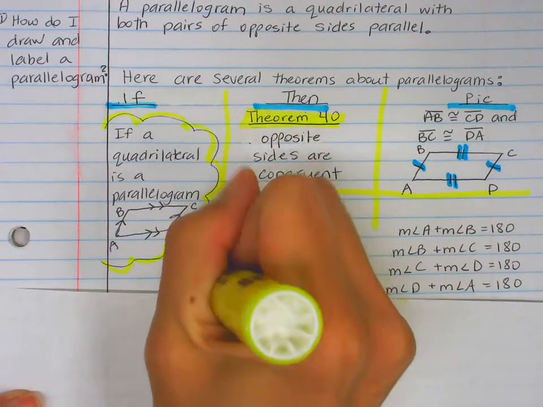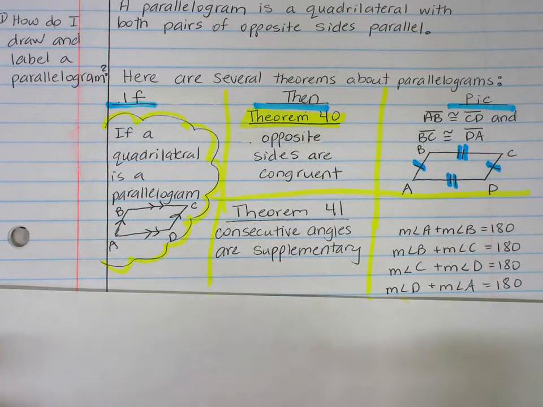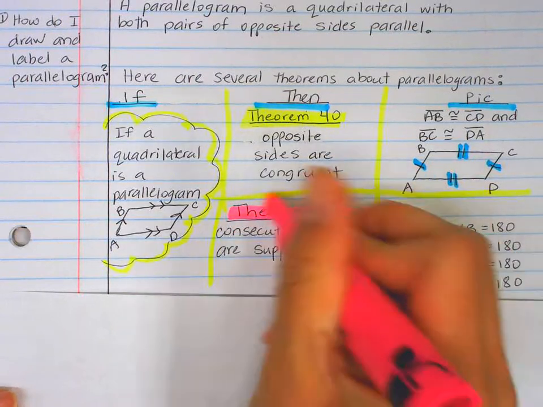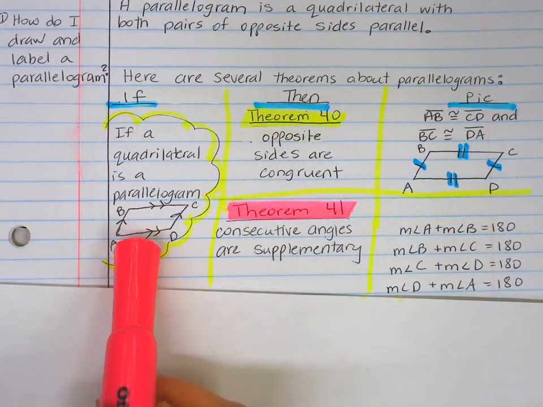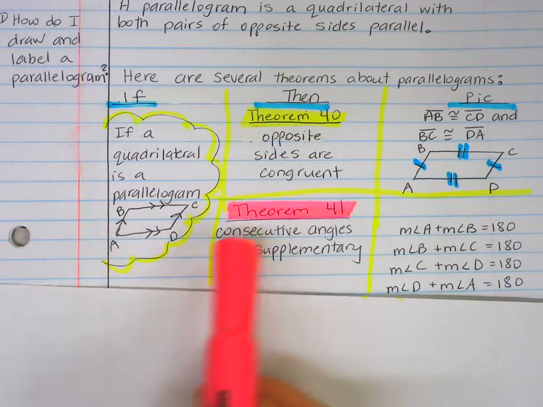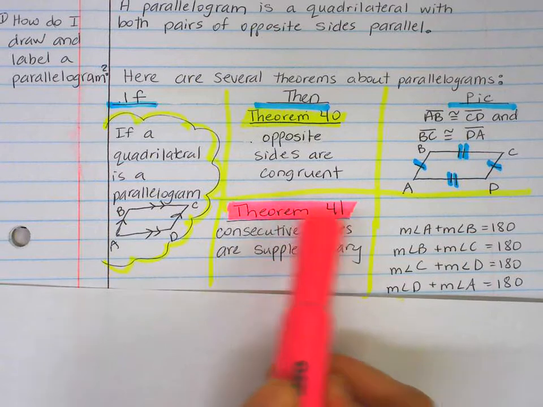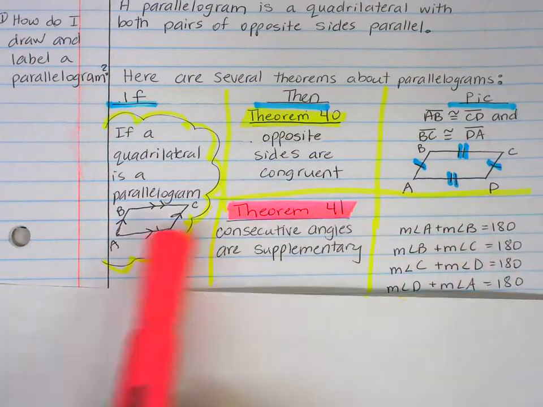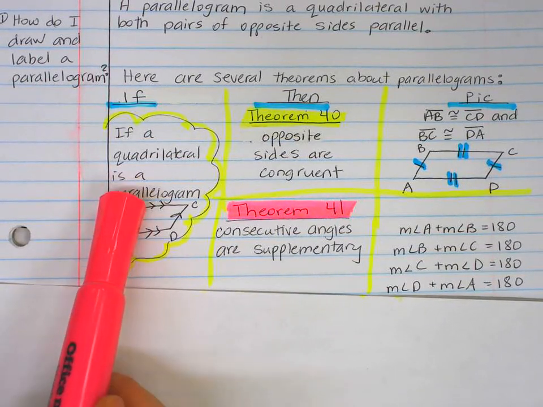Theorem 41 says that consecutive angles are supplementary. So I didn't draw another parallelogram just because it takes up kind of a lot of room. So you could look at the picture of the parallelogram over here. So it says consecutive angles. Those are angles that are right next to each other in order. So the measure of angle A plus the measure of angle B is 180. So look at where A and B are. So it's like any 2 angles that share one side.